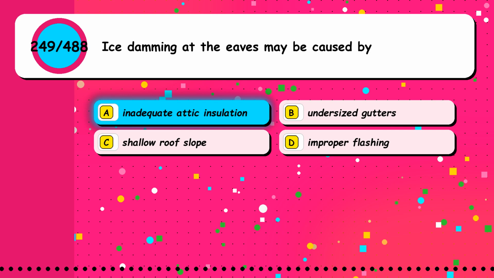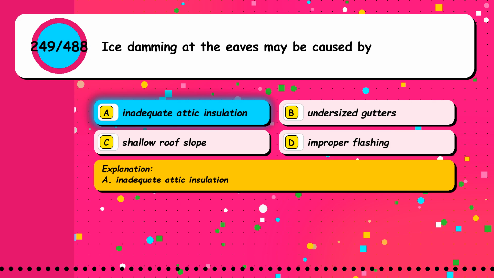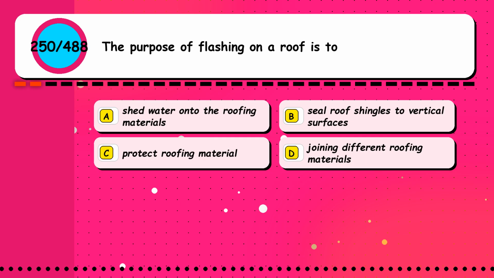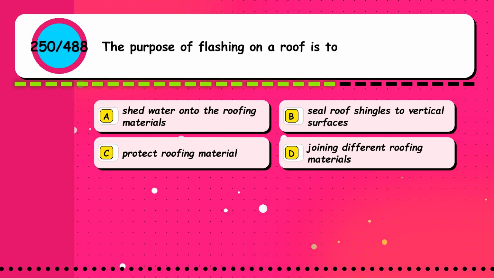The correct answer is option A. Inadequate attic insulation. Question 250. The purpose of flashing on a roof is to Option A. Shed water onto the roofing materials. Option B. Seal roof shingles to vertical surfaces. Option C. Protect roofing material. Option D. Joining different roofing materials.